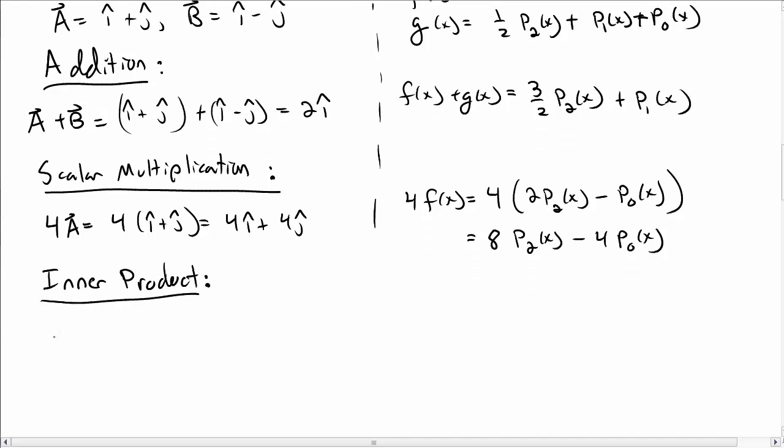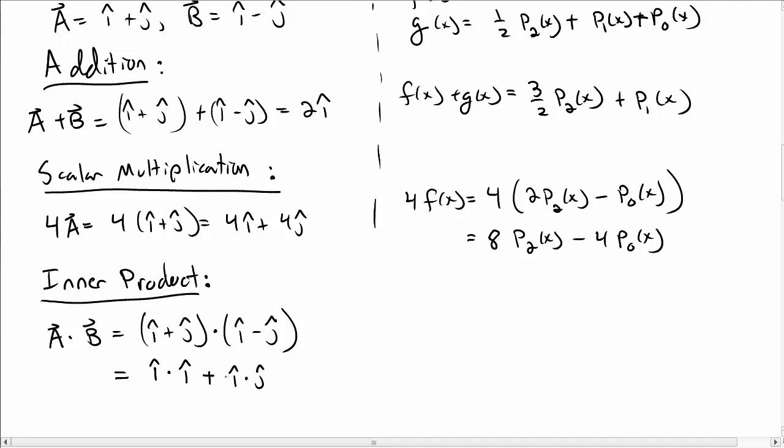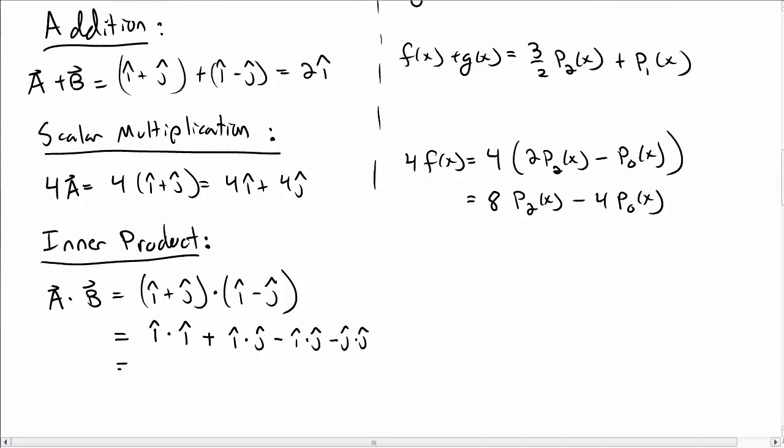Another property of a vector space is the idea of an inner product. I can take a dot product between a and b. So I dot a and b. And if I just multiply this out, I get terms that look like i hat dot i hat plus i hat dot j hat. And there's also a minus i hat dot j hat, and there's a minus j hat dot j hat term. Okay, so the i hat dot j hat terms are 0. i hat dot i hat is 1. Same thing for j hat and j hat. So this inner product is 0.